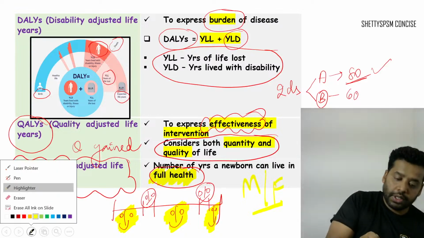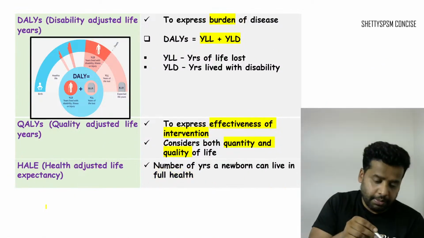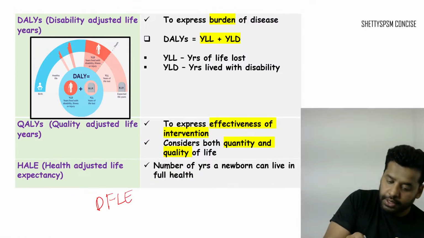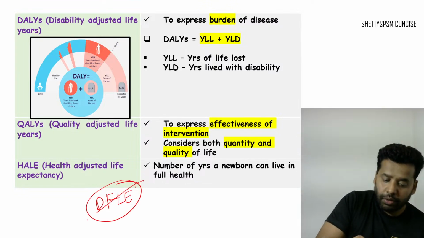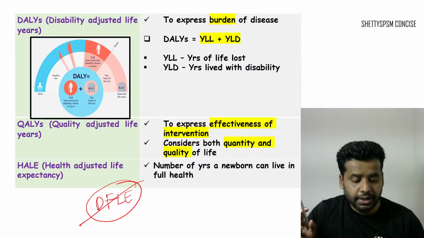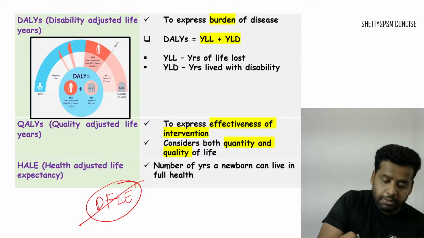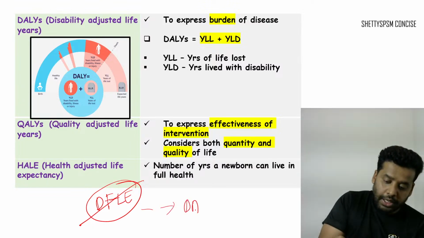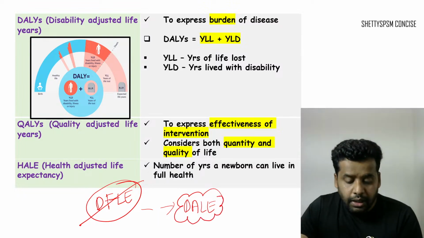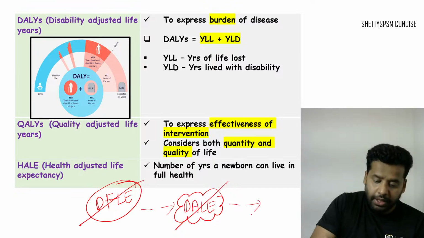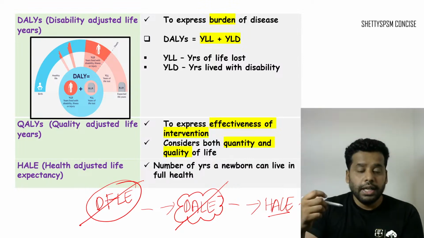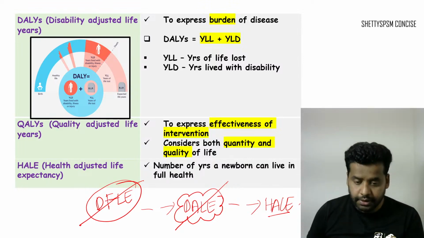Before, this word was taken as disability free life expectancy. We don't use that word now. What was the older word? Disability free life expectancy. We are not using that. That has been replaced totally by DALE, disability adjusted life expectancy. And that has been replaced totally by HALE now, health adjusted life expectancy. So this is the newer word.